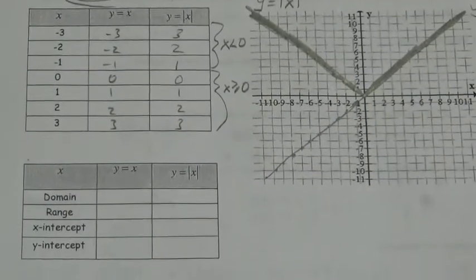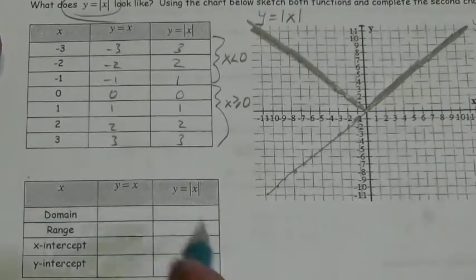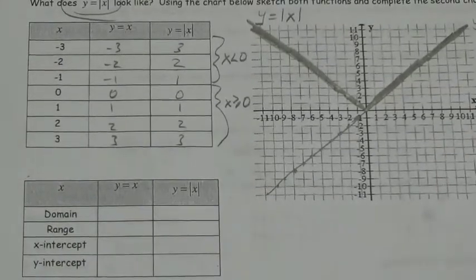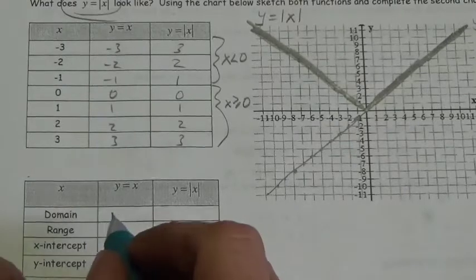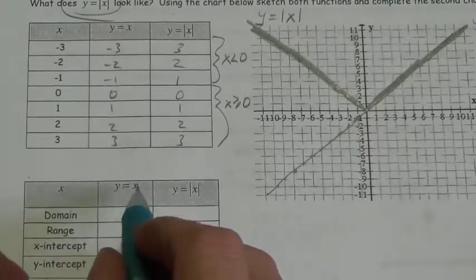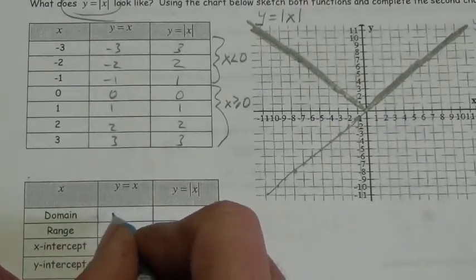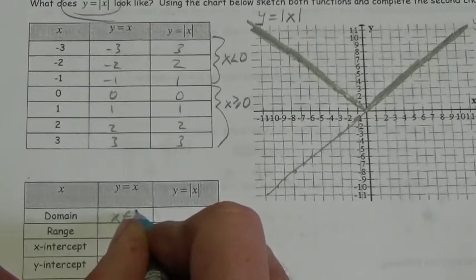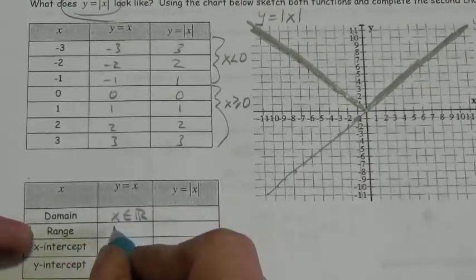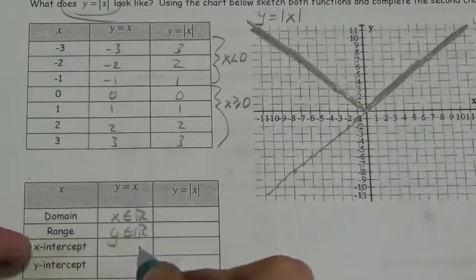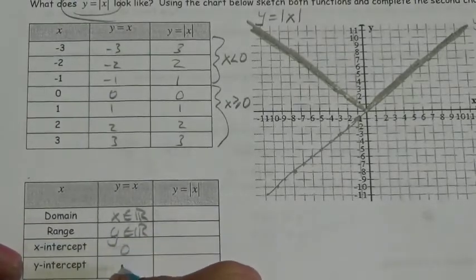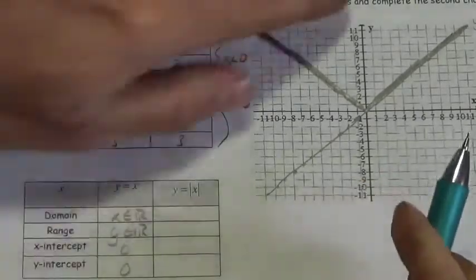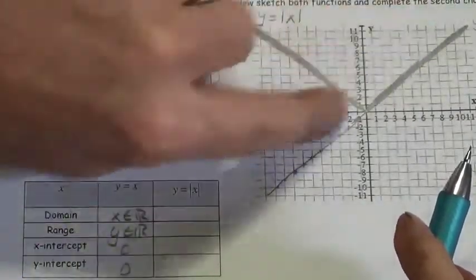And so now let's just talk about some of the features of the graphs. When you talk about y equals x, the domain is going to be all reals. The range is going to also be all reals. The x-intercept is 0 and the y-intercept is 0. Now that's just of that straight line that came down like this.